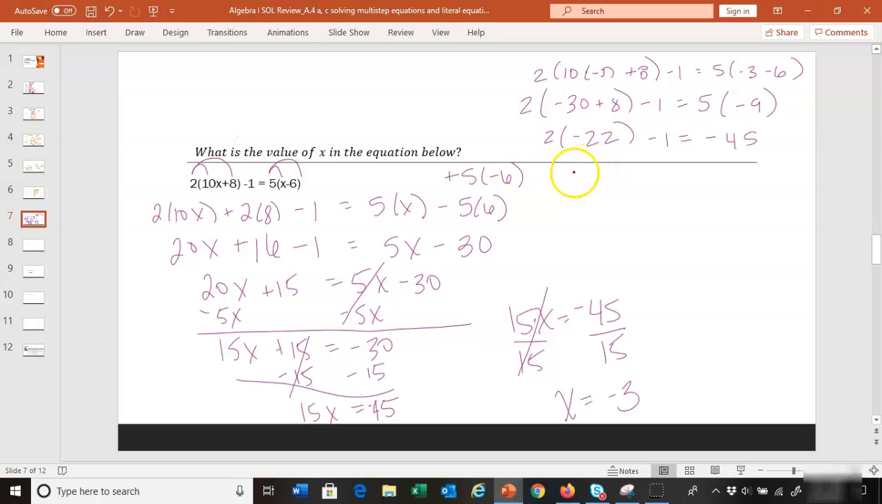We're almost done on the left-hand side. 2 times -22 is -44. Ooh, this is looking good. And then -44 minus 1 is -45, which does equal -45. So we did the problem correctly. Nice work.